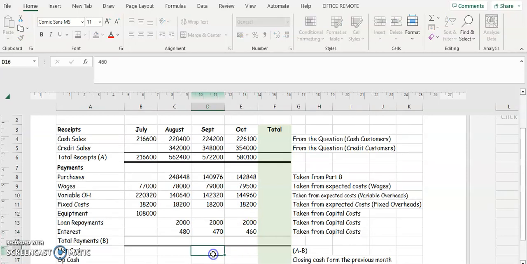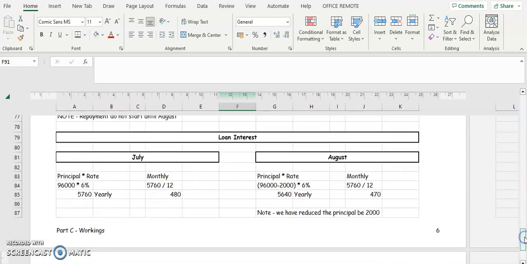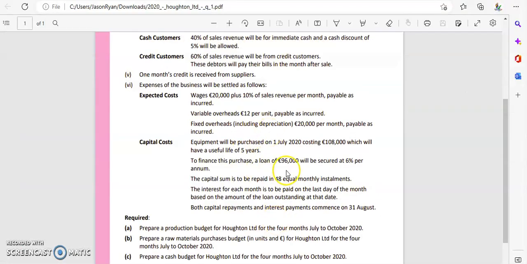Just remember, when you're calculating the interest, you're going to reduce it by the amount of the principal, because it tells you in the question that you're paying off 2,000 each month to reduce that principal. The capital sum is repaid in 48 equal monthly installments. So that means that that 2,000 is going to reduce that 96,000 each month. So the interest is going to get less and less each month.